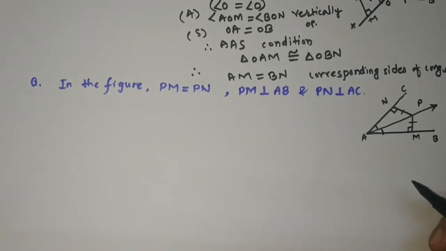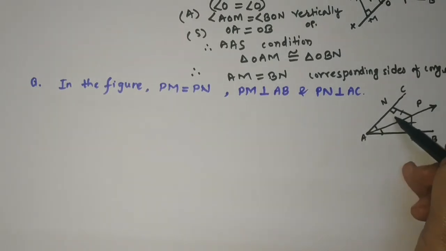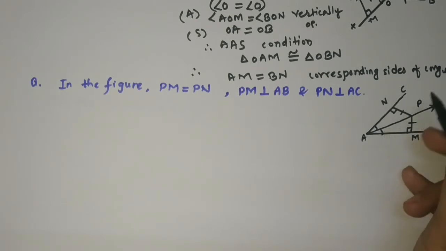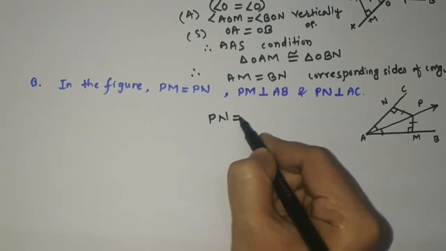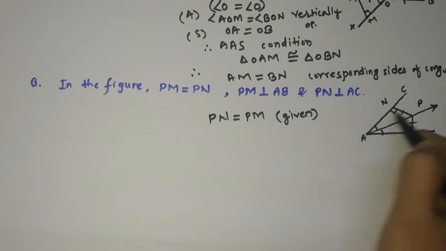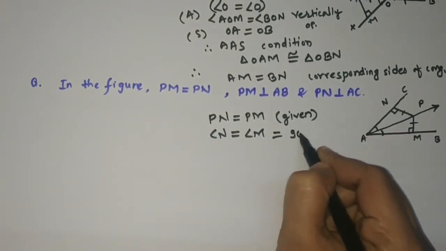Again, by RHS also you can go for it. So we'll go for the RHS. For RHS, you need one right angle, one side, and the hypotenuse. So here I can write PN is equal to PM, it is given. And the next one is angle N is equal to angle M because it is 90 degrees.